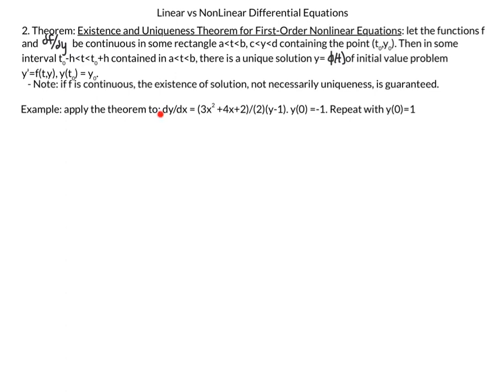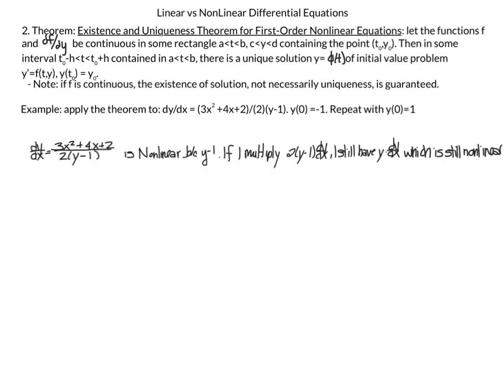So we're going to apply the theorem to dy/dx equals (3x squared plus 4x plus 2) over (2y minus 1), and y naught is equal to negative 1. And we'll repeat the same with y naught equal to 1. First, just looking at this equation, dy/dx equals (3x squared plus 4x plus 2) over (2 times y minus 1), this is nonlinear because the exponent on our y term is equal to negative 1.